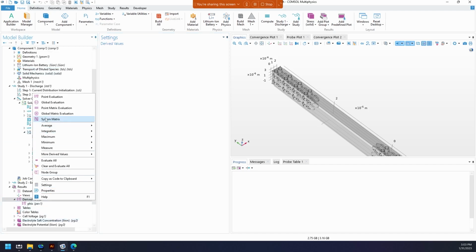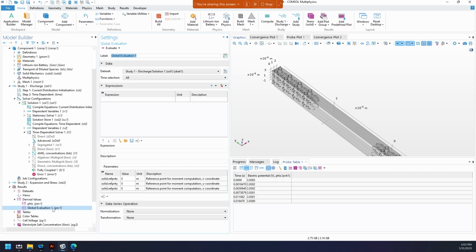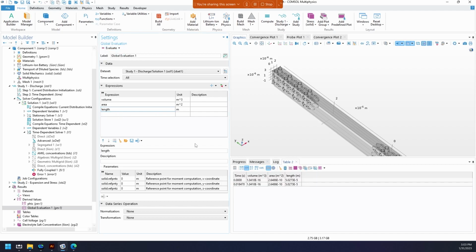And the other way, I can define the global evaluation, and here I will write volume. It's going to give me volume, area, and length. If I select evaluate in a new table, now we can see this is the volume of the negative electrode particles, this is the surface area of the negative electrode particles, and this is the length of this whole surface, the edge.